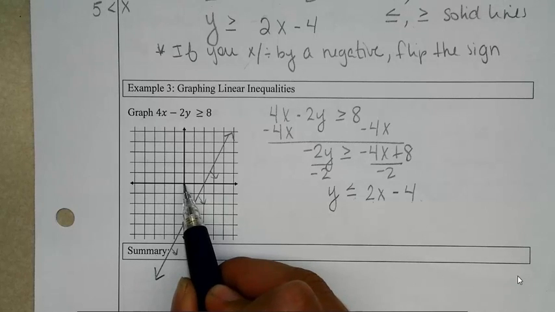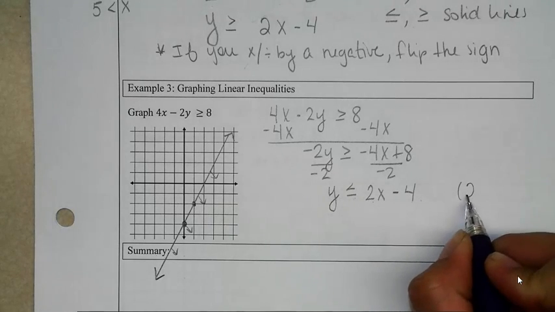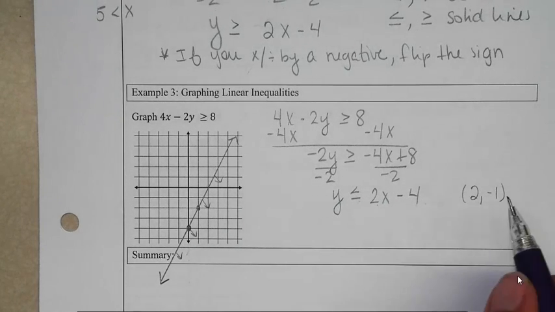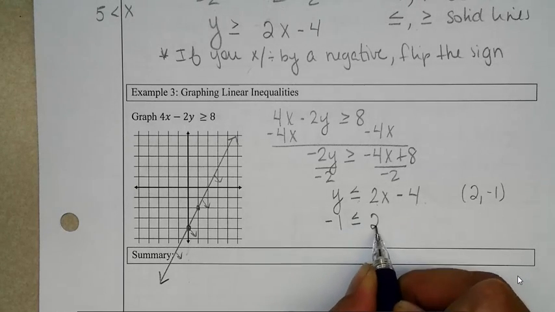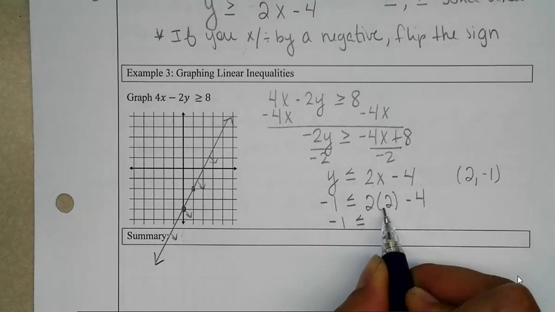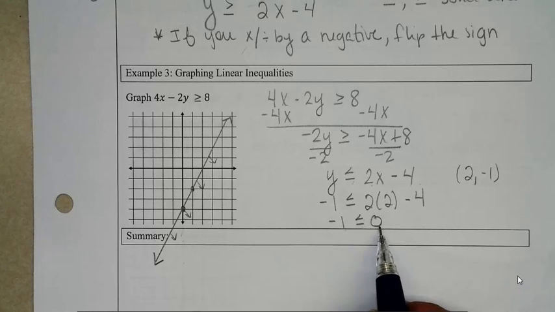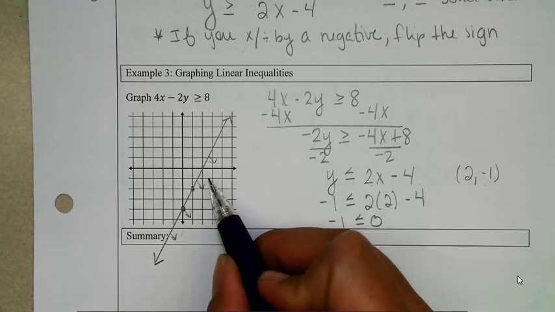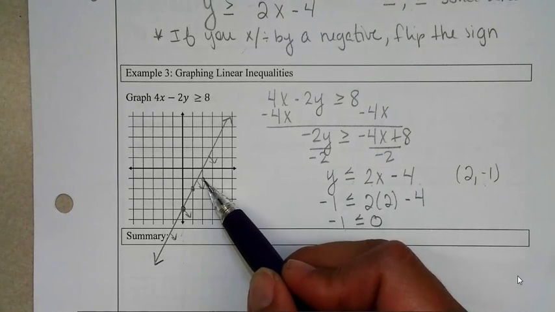So how about if I choose the point, let's see, 2, -1. So I'm going to try 2, -1. That is a point that I think is in the solution set. Let me just double check that. So I do that by basically plugging in my x and my y. So -1 is less than or equal to 2 times 2 minus 4. So -1 is less than or equal to, well, that's 4 minus 4, so that's 0. Is this a true statement? Is -1 less than or equal to 0? It is, which tells me that this is a solution. And that point was right here. So I know that I should be shading the side of my line that includes that solution.